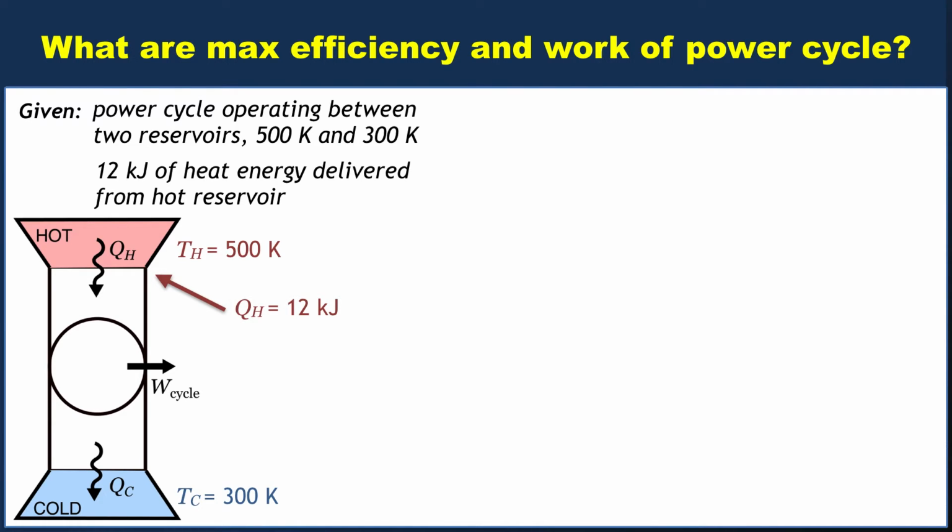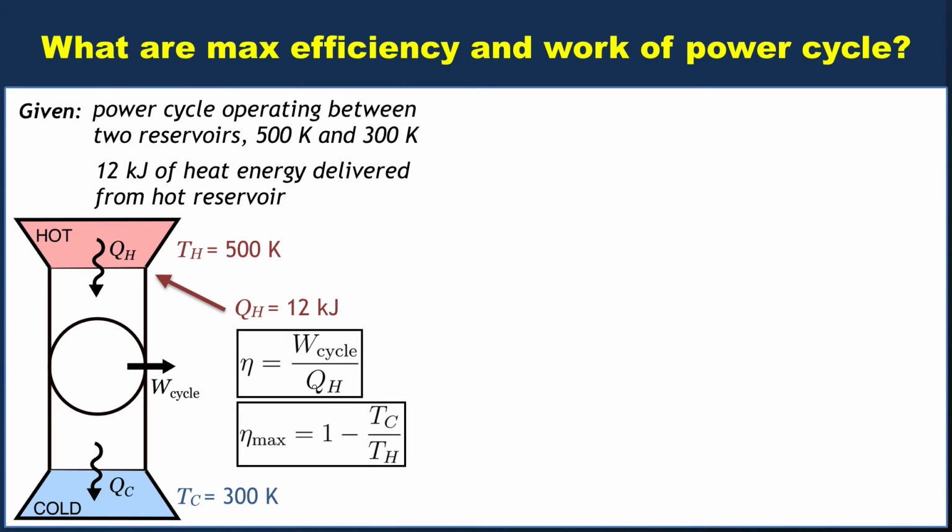Now remember, for any power cycle, we know that the efficiency of the power cycle, eta, is given by the ratio of the work done by the cycle divided by Q sub H, so the heat transfer from the hot reservoir. Remember, both of those are assumed to be positive. Eta should be between 0 and 1. Okay, but from the second law of thermodynamics, we're also given an expression for the maximum efficiency you can ever have with a power cycle. That's 1 minus the ratio of the cold temperature to the hot temperature of the two reservoirs. So we'll use both of those expressions in this problem.